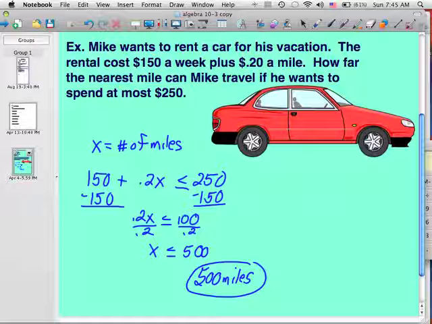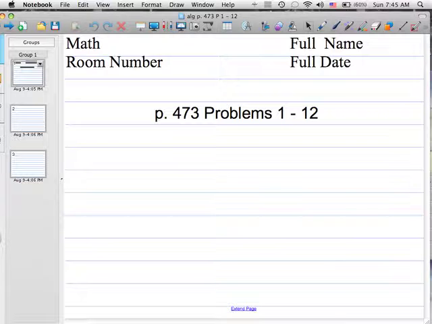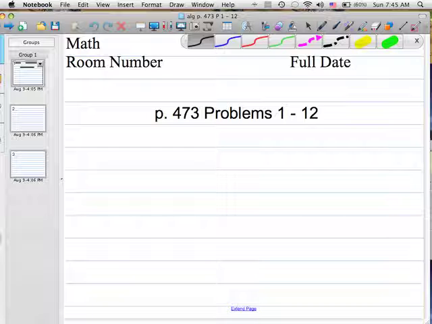So we'll be using those to solve our problems, and we're ready to start. We're on page 473. Head your papers, skip a line, put the title, fold it, and we're starting with number 2.